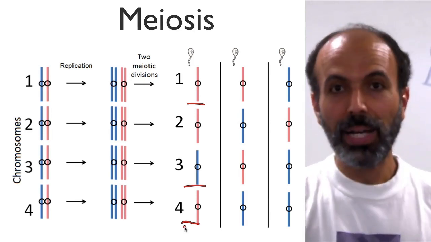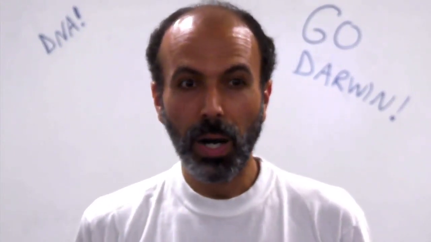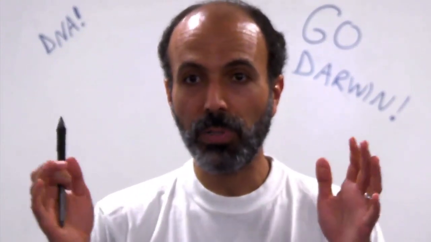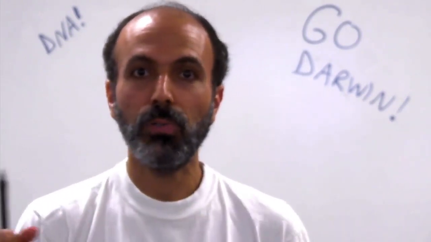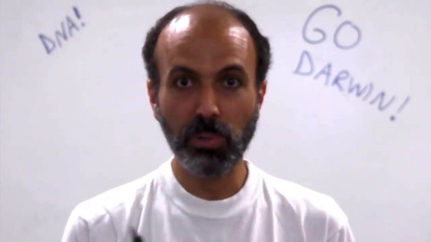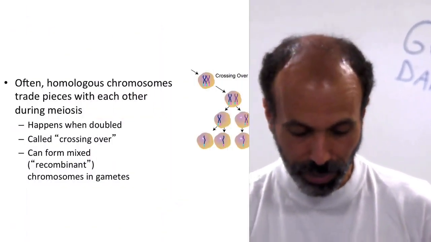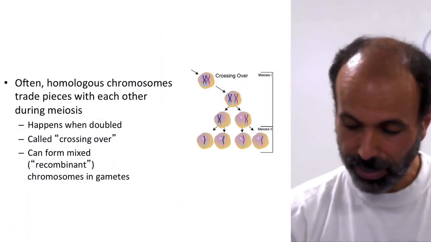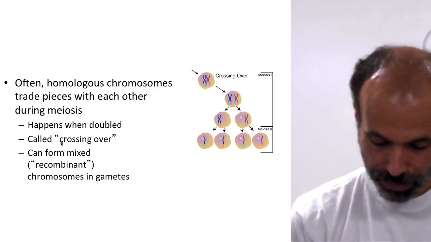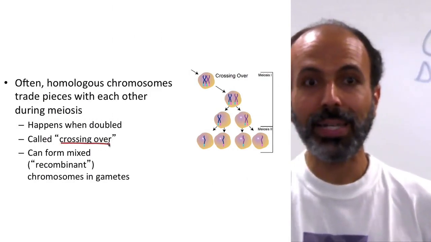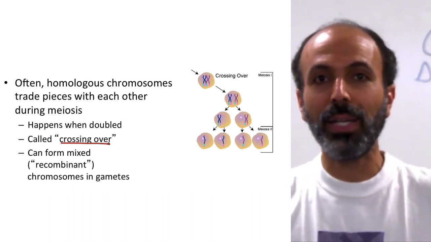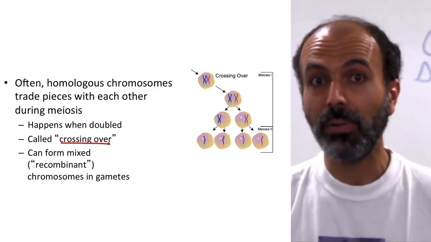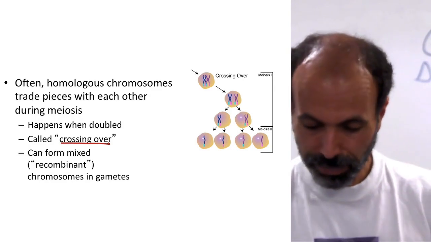But in reality, when you're looking at genes along a chromosome, it's not that simple. Often homologous chromosomes, these chromosomes that basically came from dad and came from mom, will trade pieces during this process of meiosis. That was what was depicted in that diagram from Morgan. So this happens when they're doubled, and this process is called crossing over. And this again forms recombinant chromosomes, or recombinant gametes, where if you're looking at two genes, you can get combinations not found in the parents among the alleles.